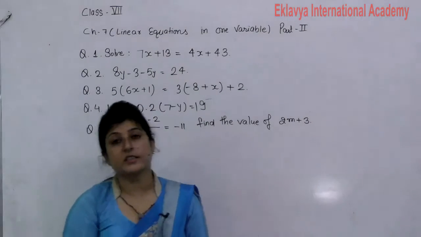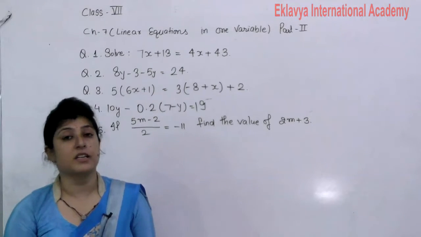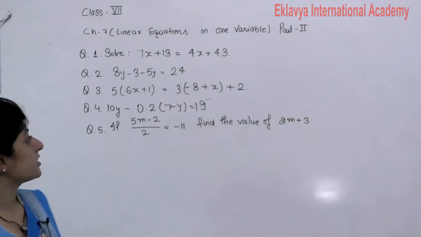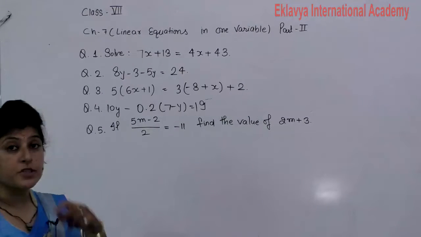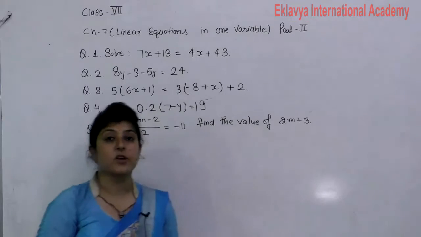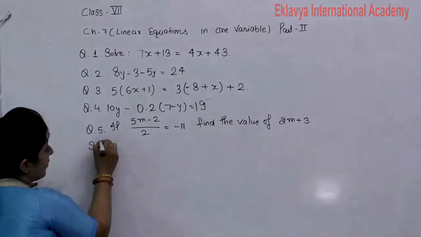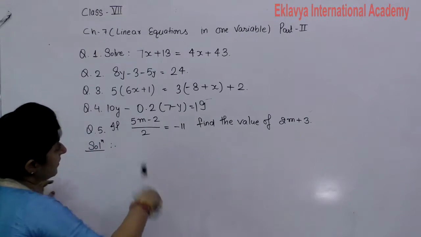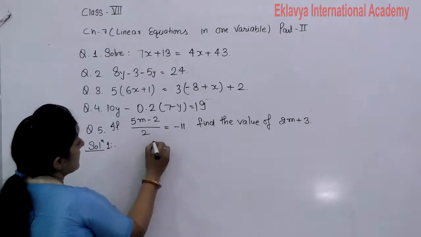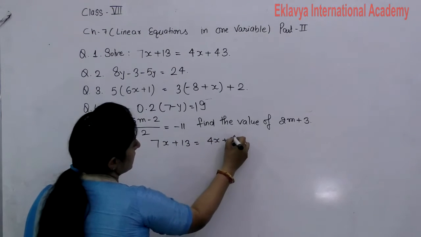Good morning, students. Today we will continue our chapter 7, linear equations in one variable, and there are some equations we will solve by the simple process or by using the transposing method. See in this question first, 7x plus 13 is equal to 4x plus 43. We are using both methods for the solution of this, and after that we will continue with the transposing method. In this, our question is 7x plus 13 is equal to 4x plus 43.